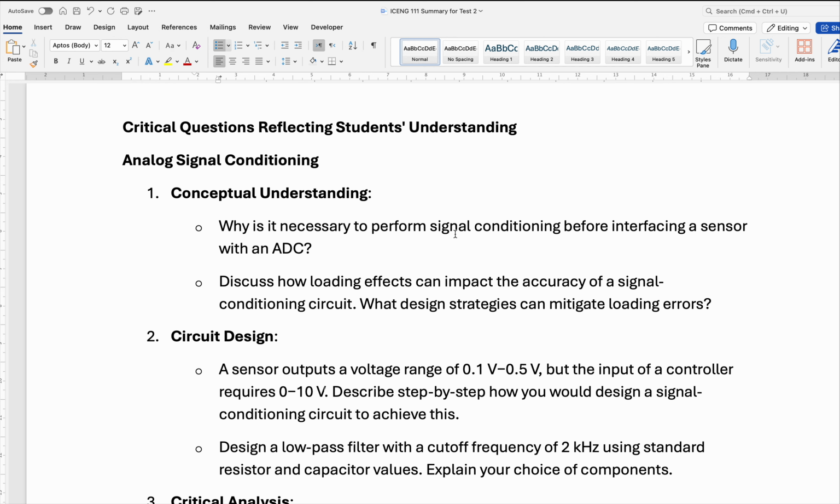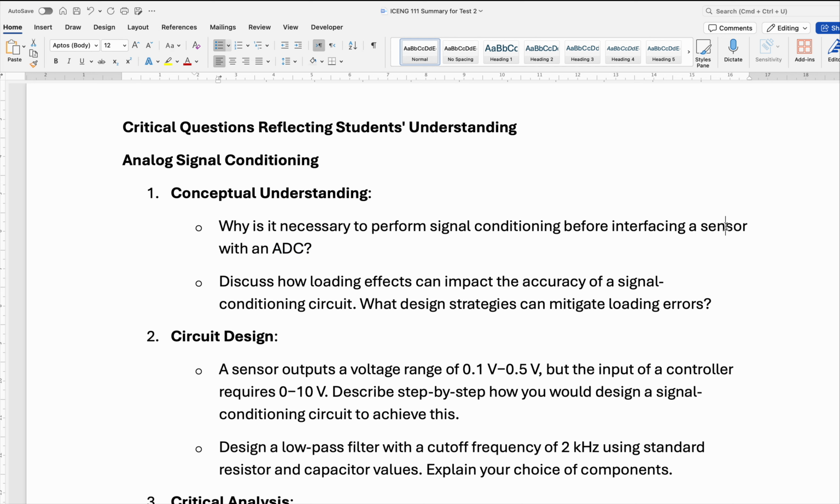Why is it necessary to perform signal conditioning before interfacing a sensor with an analog to digital converter? You need to think about it. Why can't we connect a sensor directly? Maybe a sensor has a very low signal and it needs to be amplified. Maybe the sensor has an output of resistance, and I need to change that into a voltage or a current. So the output of the sensor is not always ready for an ADC.